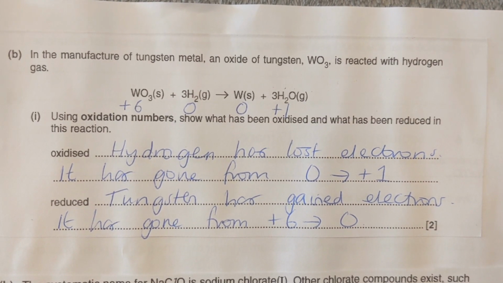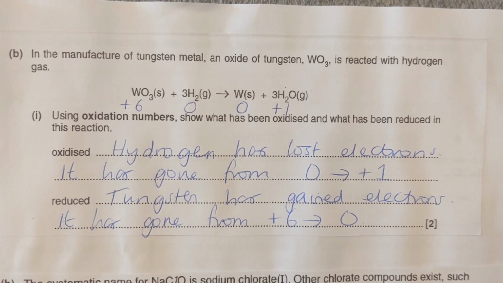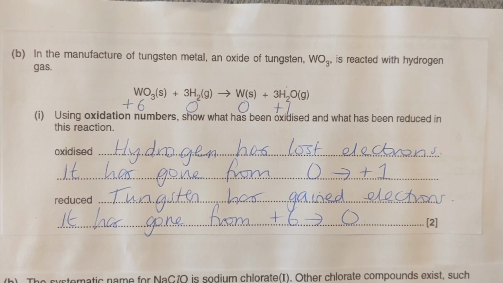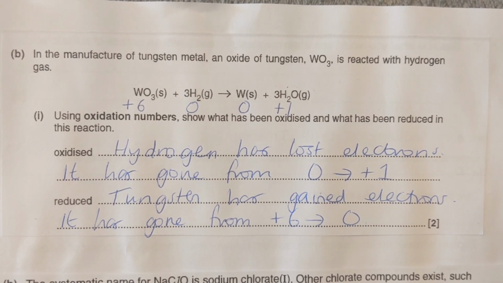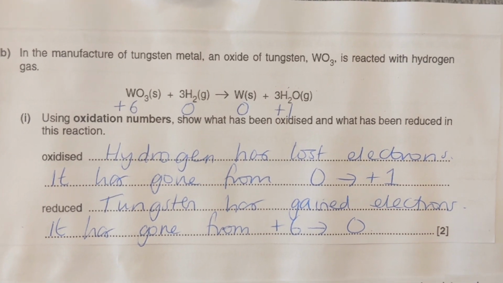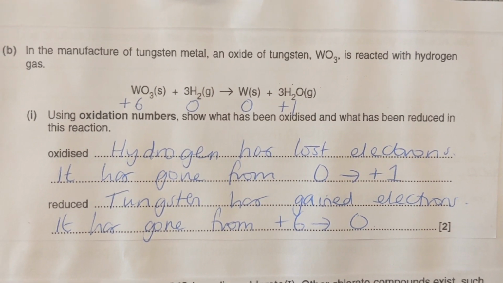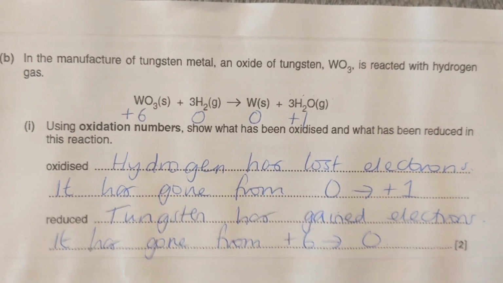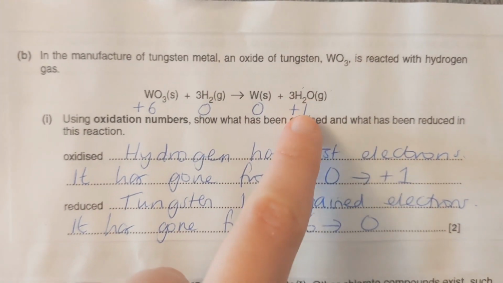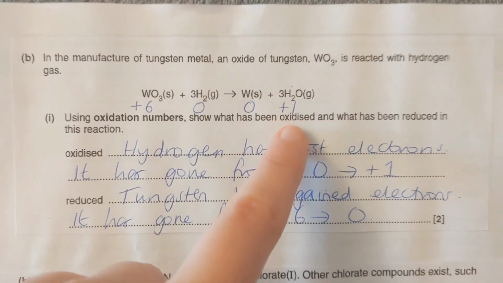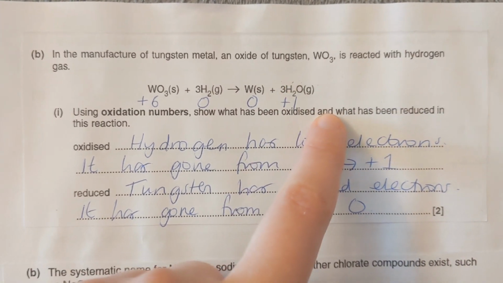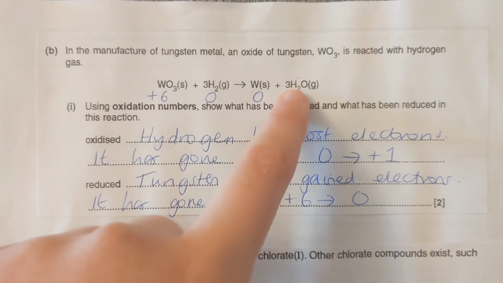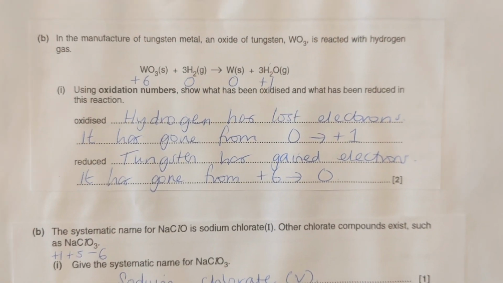So the tungsten, W is its element symbol, has gone from +6 to 0, and the hydrogen has gone from 0 because it's an element in its standard state to +1. I've not taken into account the balancing numbers; the oxidation states we assign are for each atom of each element. So we've got 2 hydrogens in H2O, but each hydrogen there is +1. Because oxygen's -2, we've got 2 hydrogens that must be +2 to make it add to 0, so each hydrogen is +1.